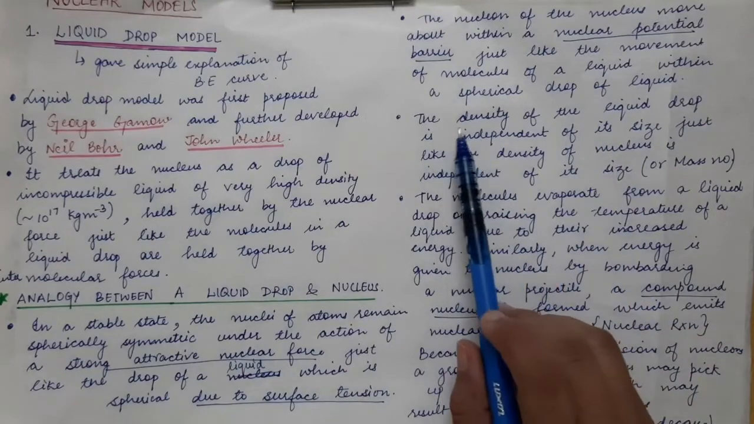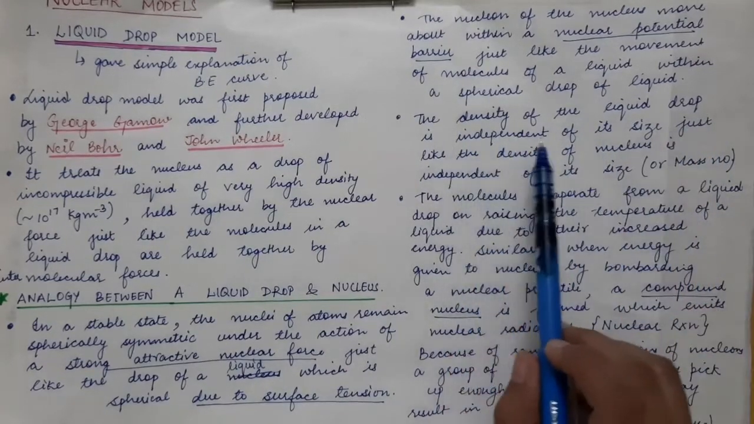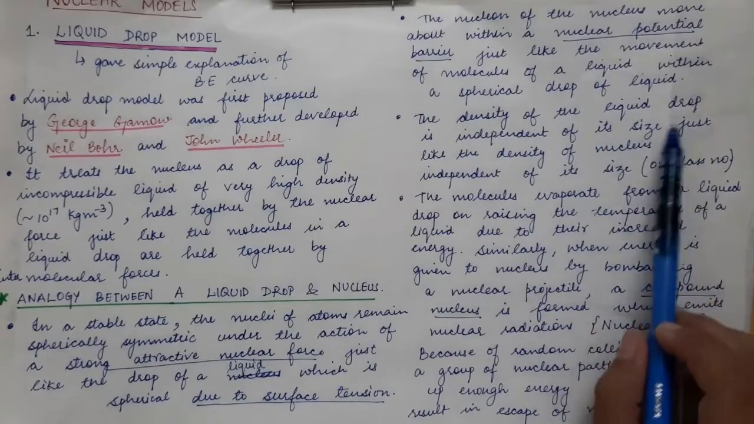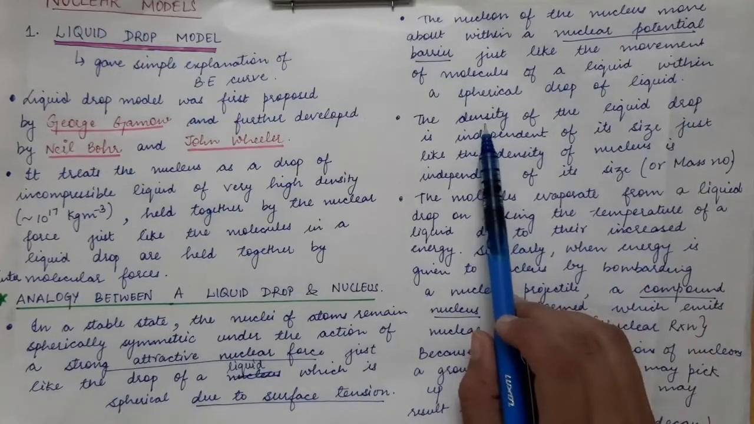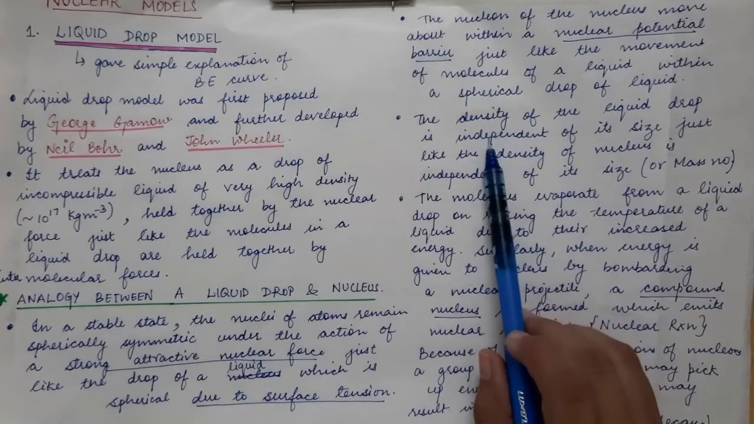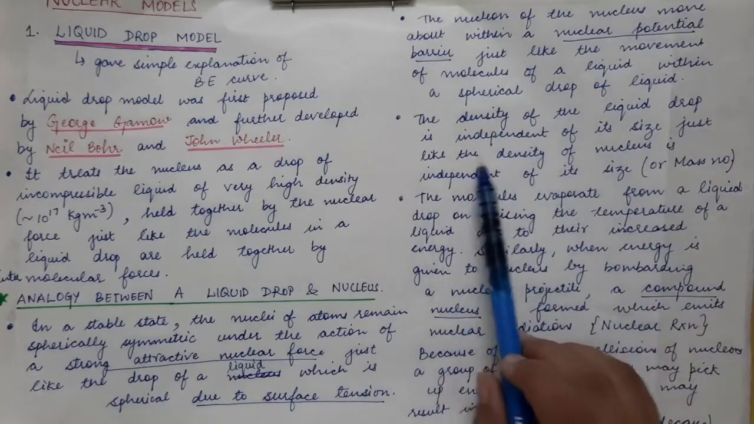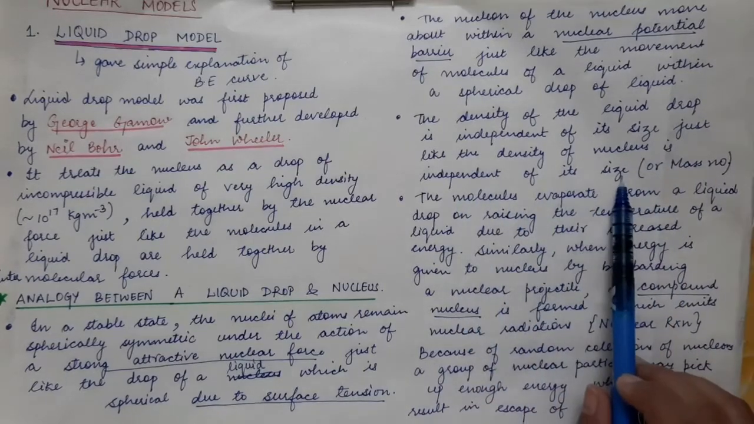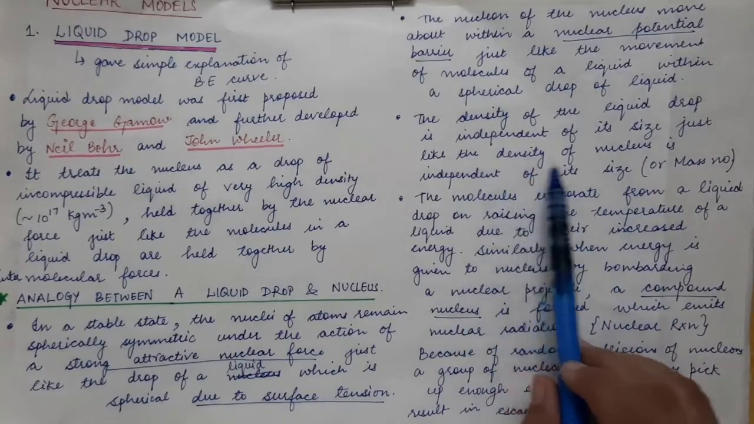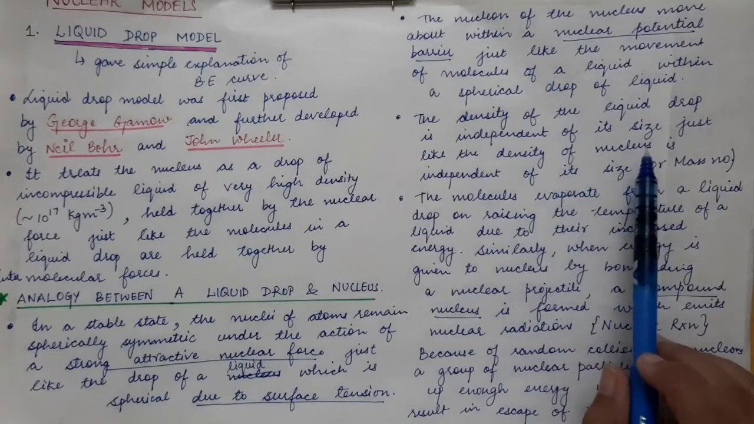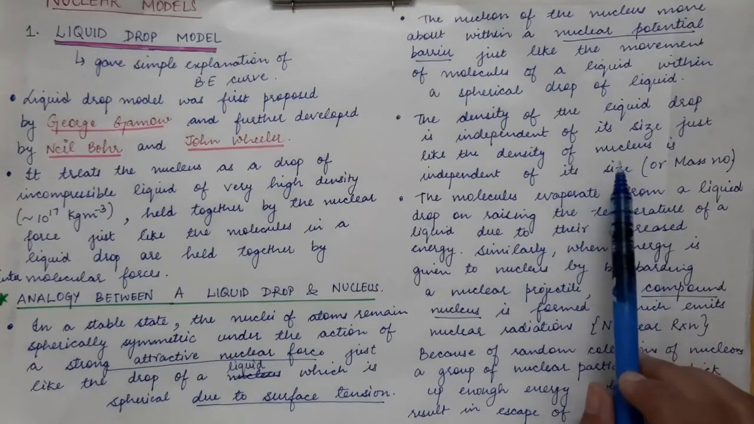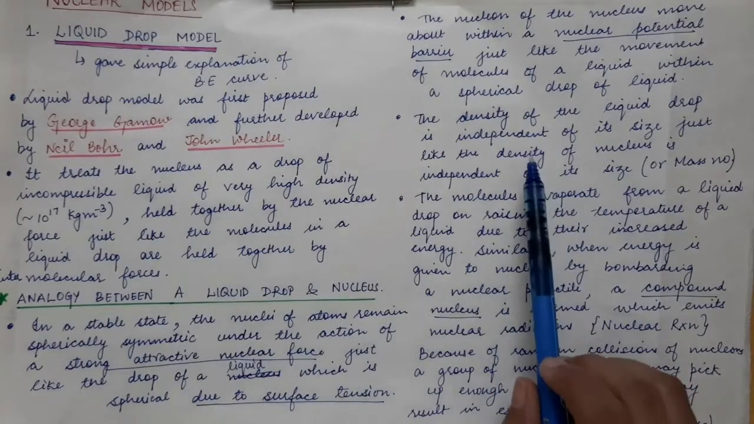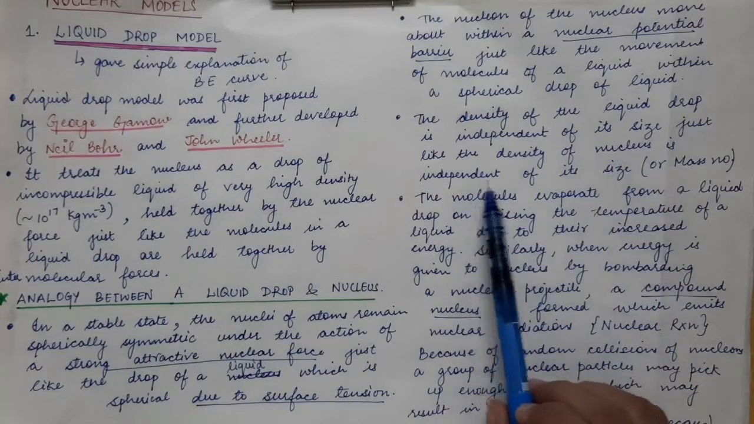Third point is that the density of the liquid drop is independent of its size. As you increase the size of the liquid drop, the density, that is mass over volume, will remain the same. Just like the density of the nucleus, which is also independent of its size, and we have calculated the density of the nucleus and it came out to be approximately 10 power 17 kgs per meter cube. So the density of the nucleus is also independent of its size.